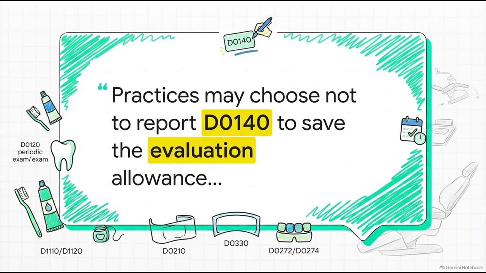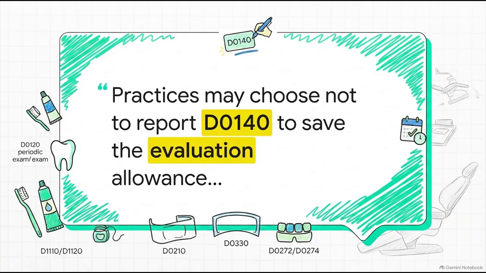Because of these wild frequency limitations and payer rules, a lot of practices make a highly calculated, strategic choice. They actually just withhold reporting D0140 entirely for those minor visits. Why would they do that? Well, to save the patient's evaluation allowance for routine exams like D0120, the periodic oral evaluation.